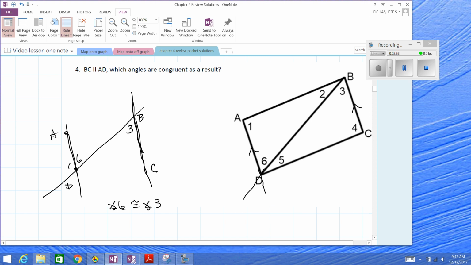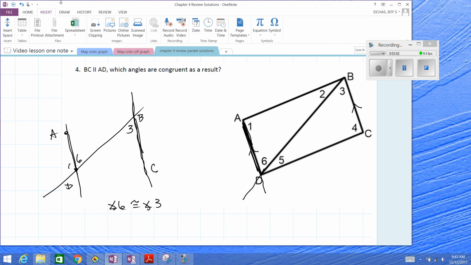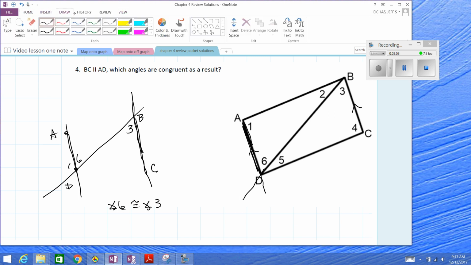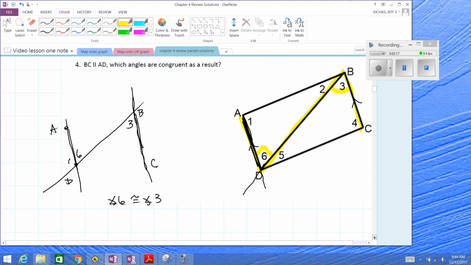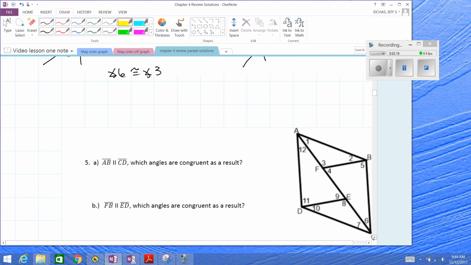Now, my trick with students is to look for the N or the backwards N or the Z, and let me highlight that. So here's what I'm looking at right now. This is a backwards N. What I teach them is the inside corners are the alternate interior angles. So that one we can guarantee. Angle 6 is congruent to angle 3 for sure.